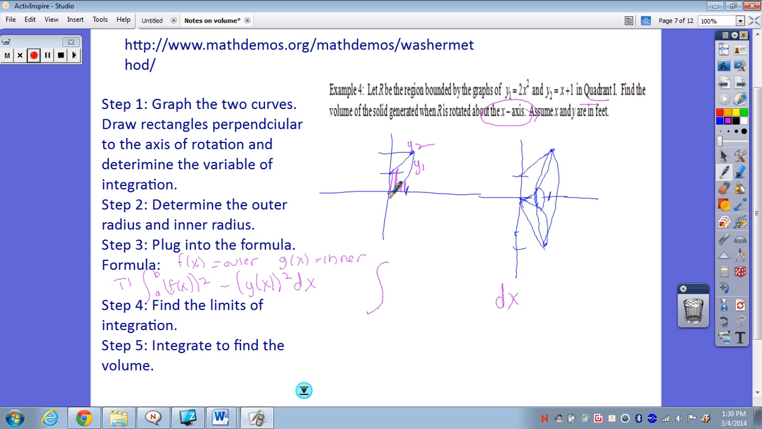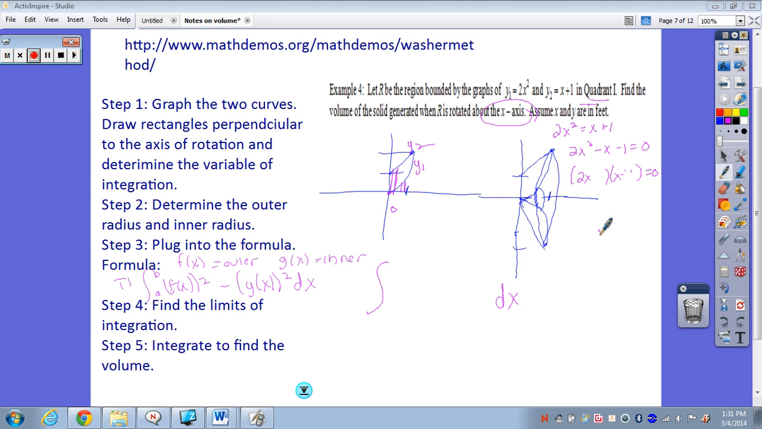My limits of integration are on the x-axis, so it's 0, and then where they intersect. You can algebraically set them equal to each other. Generally, if you have a calculator, you can figure out where they intersect, but I'm going to set them equal to 0. I'm going to factor these two equations.